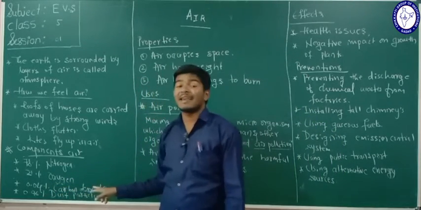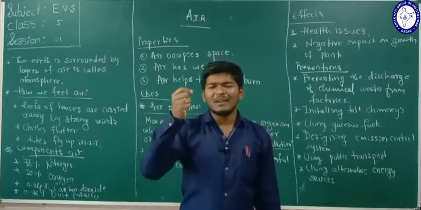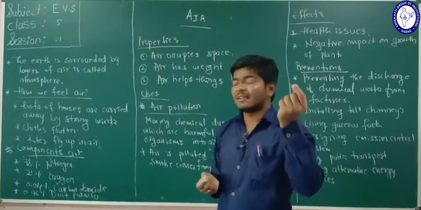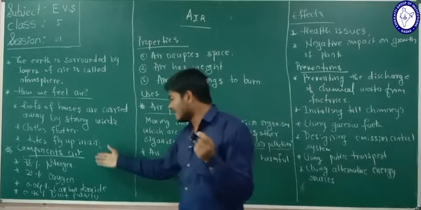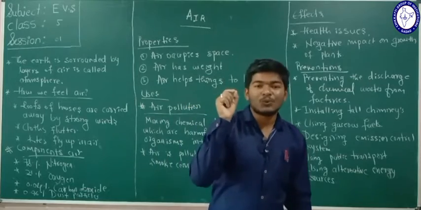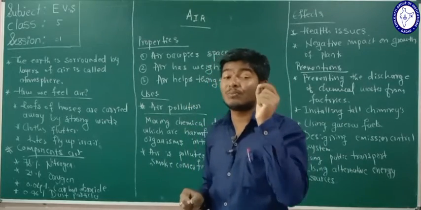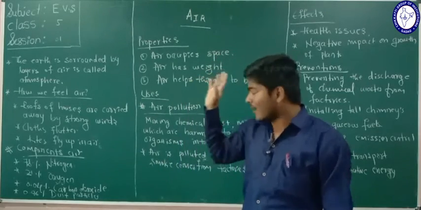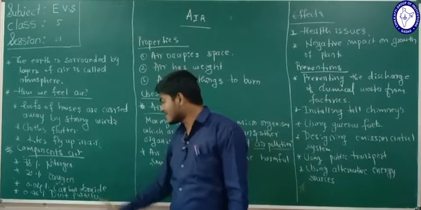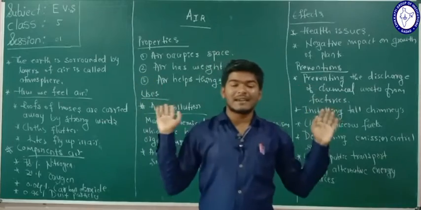And about 0.04% of carbon dioxide is present. This is the very least percentage of any element present in the air, the carbon dioxide, only 0.04% in the air. And about 0.96% of dust particles are present.